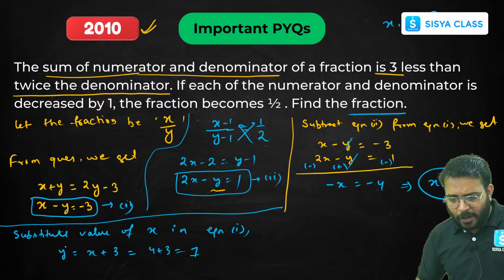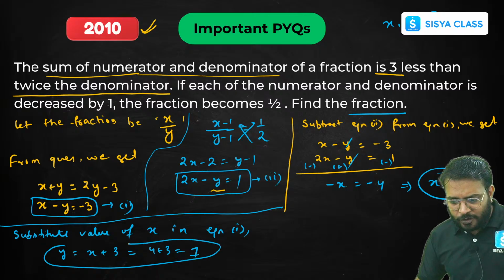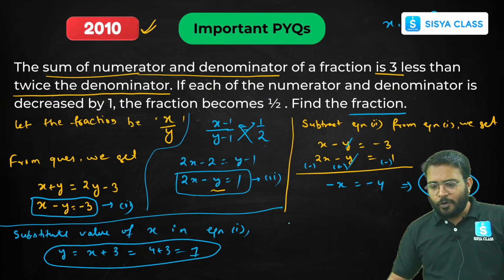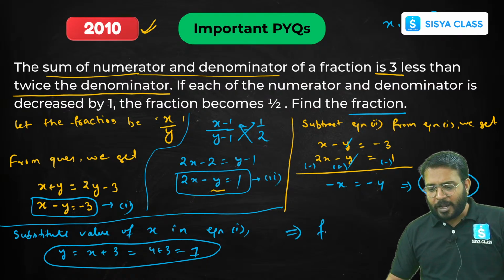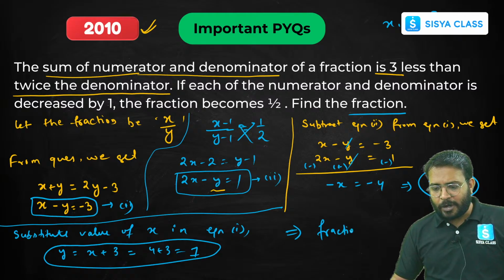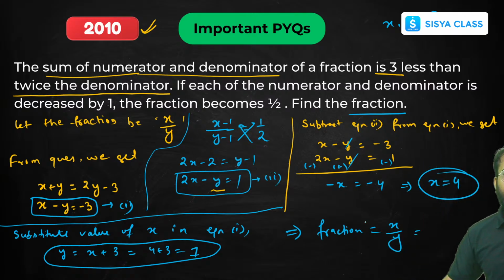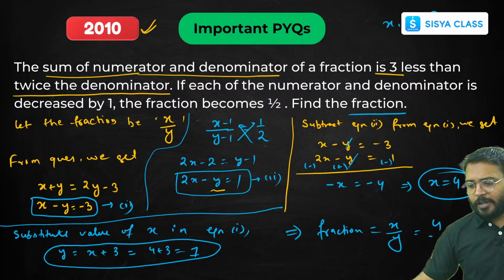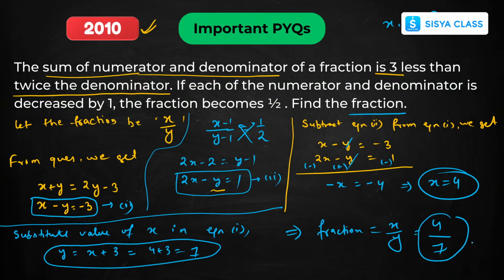That means the value of y is nothing but 7. So what is your fraction? Your fraction is going to be x by y, right? X means 4 and y means 7. That means your answer is going to be 4 by 7. That fraction is going to be 4 by 7. Understood? Okay, fine. All right.